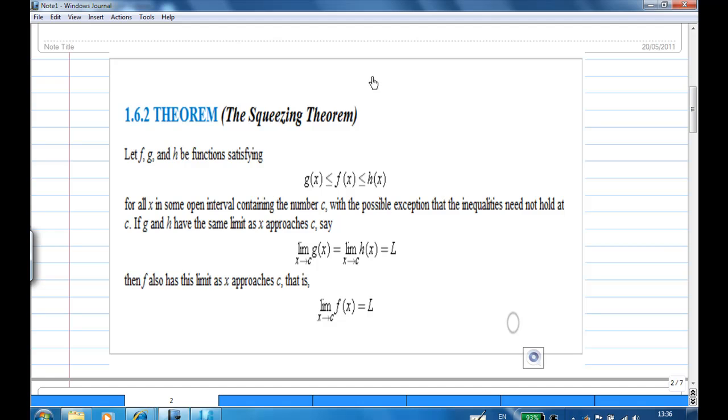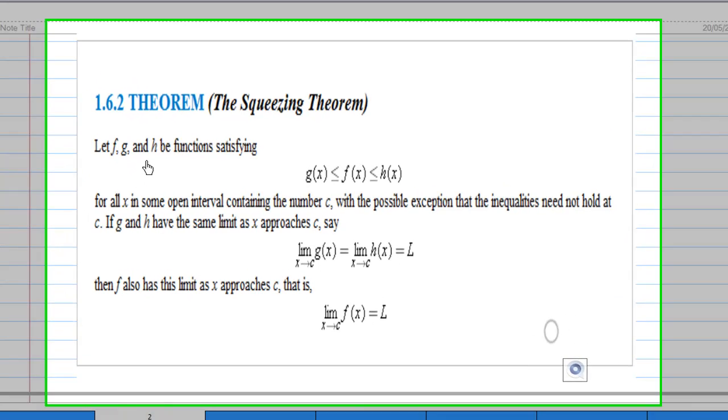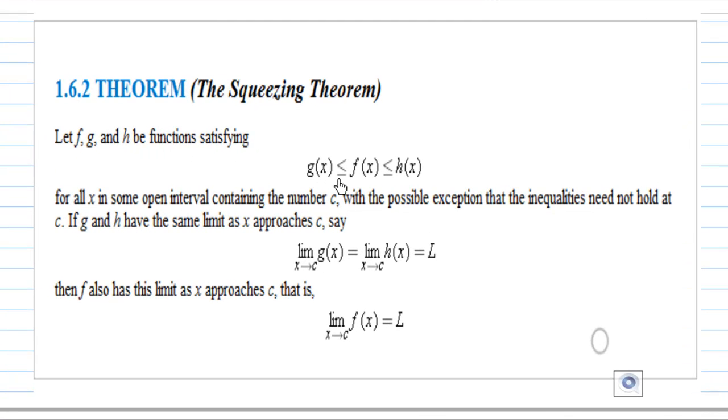According to the squeeze theorem from section 1.6 of the Howard Anton text, let f, g, and h be functions satisfying g of x less than or equal to f of x less than or equal to h of x for all x in some open interval containing the number c, with the possible exception that the inequalities need not hold at c. If g and h have the same limit as x approaches c, say both limits are L, then f also has the same limit as x approaches c, that is, the limit of f of x as x approaches c is L.